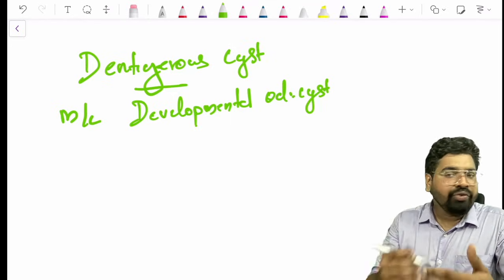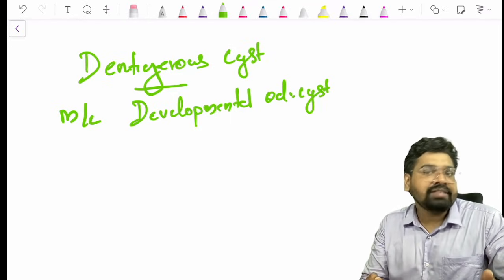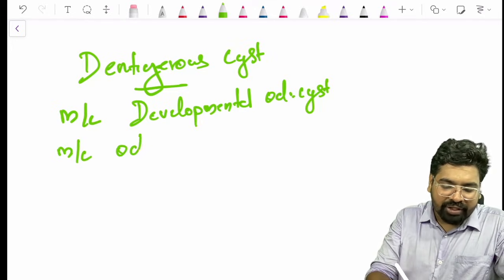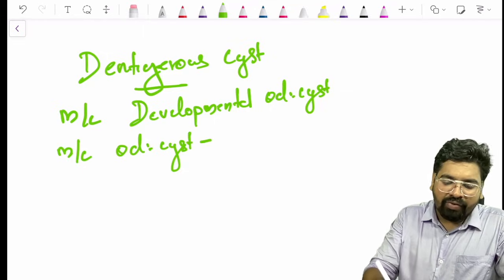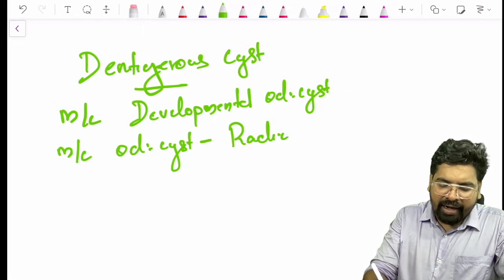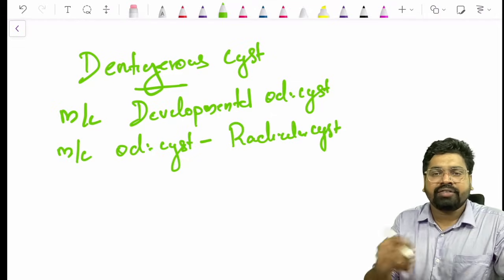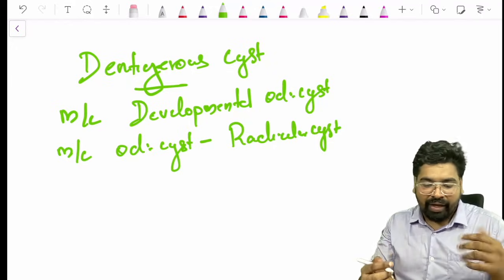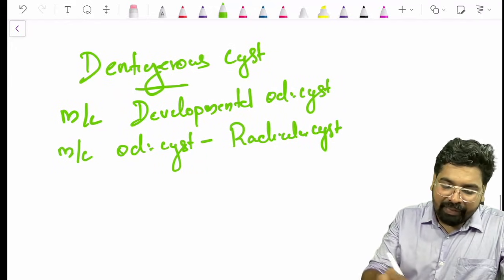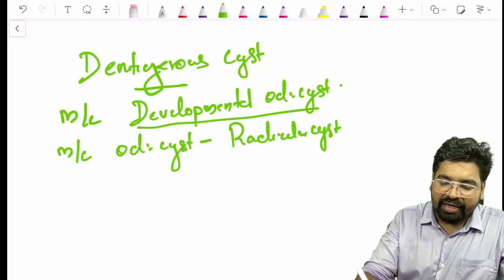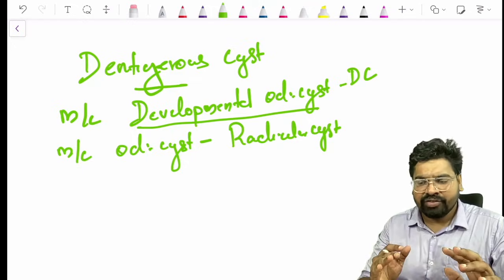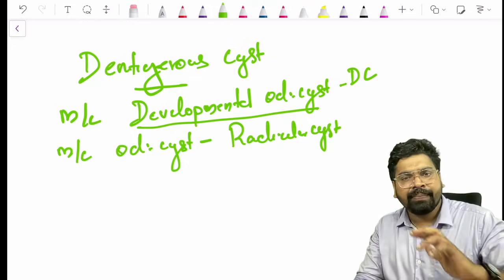Because the most common odontogenic cyst is radicular cyst. If they ask you which is the most common odontogenic cyst, this is always radicular. Radicular cyst is the most common odontogenic cyst, but it is formed due to inflammation. But the most common developmental odontogenic cyst is your dentigerous cyst. So this is the fact about your dentigerous cyst.